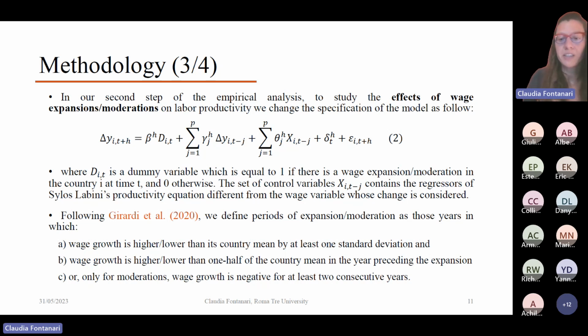Expansions are defined as those years in which wage growth is higher than its country mean by at least one standard deviation, so sizable changes, and it's higher than 1/2 of the country mean in the year preceding the expansion. So we are sure we are not looking at a standalone data point. For moderation, we have the same two conditions, but in addition, we also consider as moderation, of course, periods in which wage growth is negative for at least 2 consecutive years.